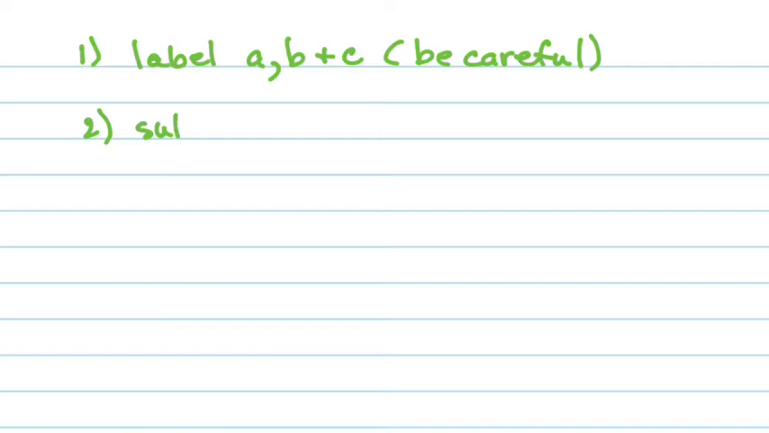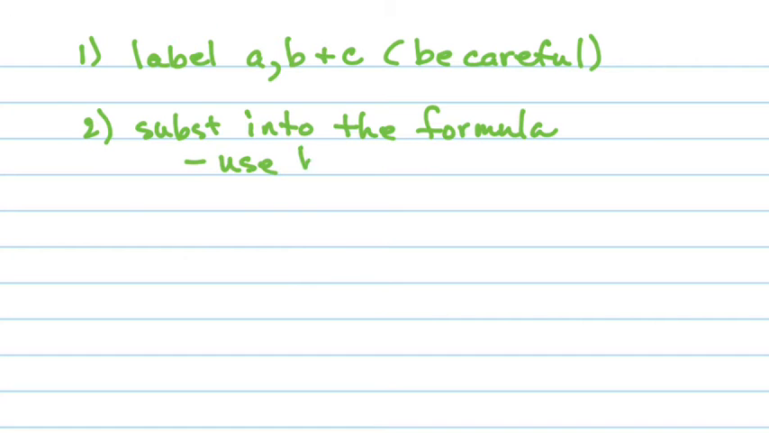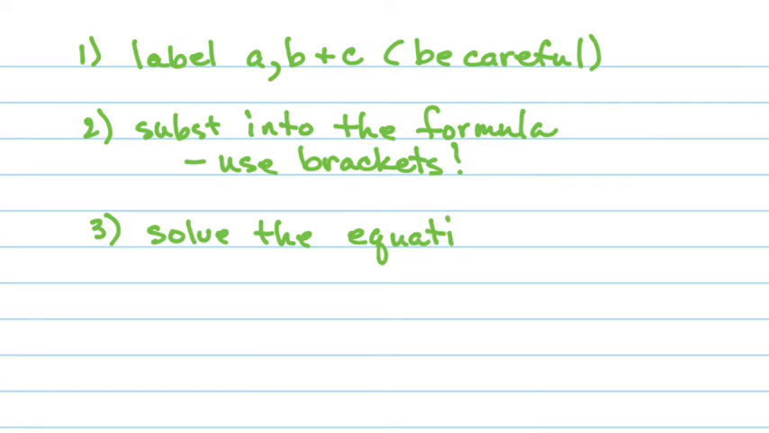Then you're simply going to substitute into the formula. Okay? And remember, when you substitute, always use brackets. Don't ever put a number in place of a letter without putting it in brackets. It will cause you no end of trouble. Third step is simply to solve the equation. And again, most of the time these are going to be linear, but you could end up with a quadratic equation, so you have to be prepared for that, right?